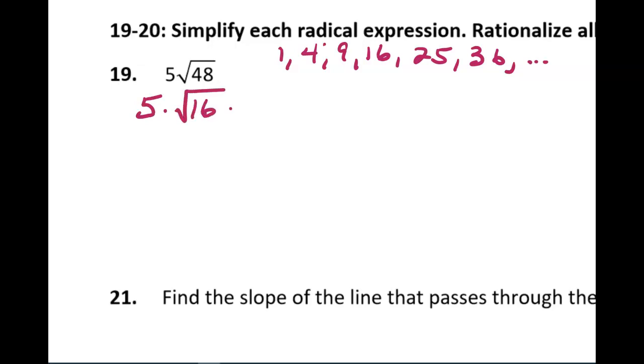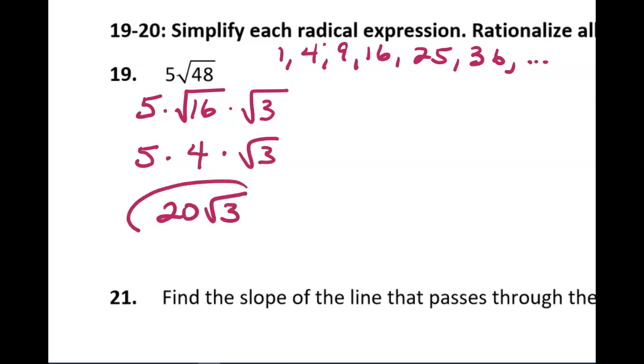So the square root of 48 is the square root of 16 times the square root of 3. And I just brought the 5 down. There was a times sign understood between the 5 and the square root symbol. The square root of 16 is 4. So we get a result of 20 times the square root of 3.